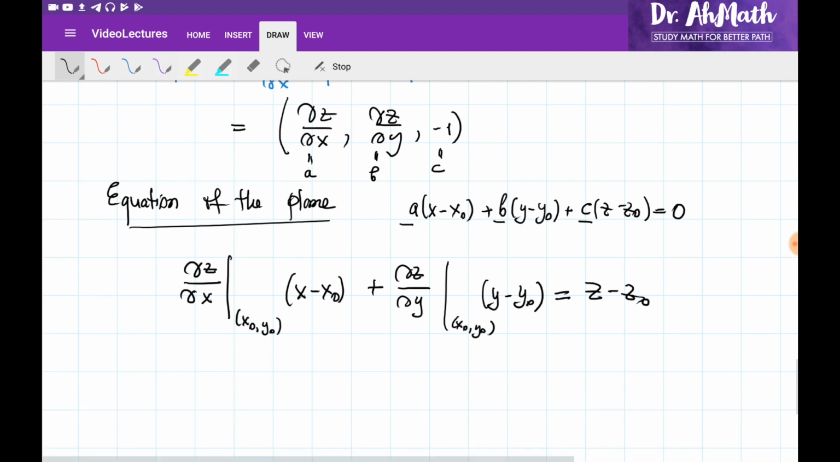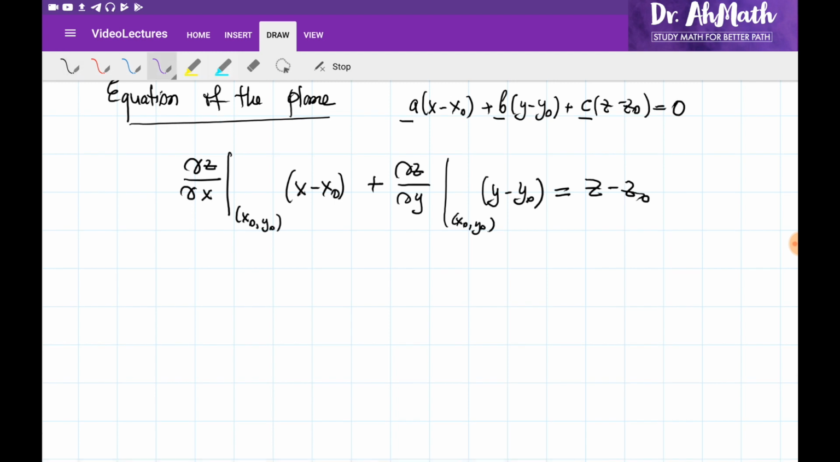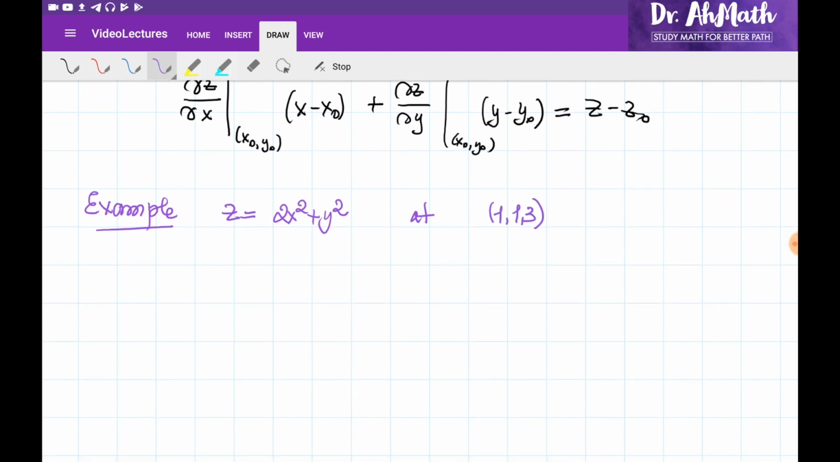So let's do an example of creating this tangent plane for a surface. The surface is given by the equation z = 2x squared + y squared, and we would like to create the tangent plane at the point (1, 1, 3). In order to do this, we first need to find the partial derivative of z with respect to x. When we take the partial derivative of z with respect to x, we fix y. We look at y as a constant.